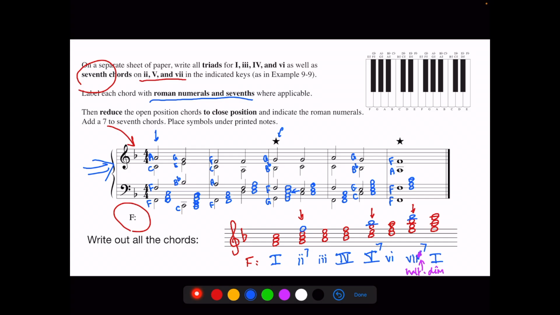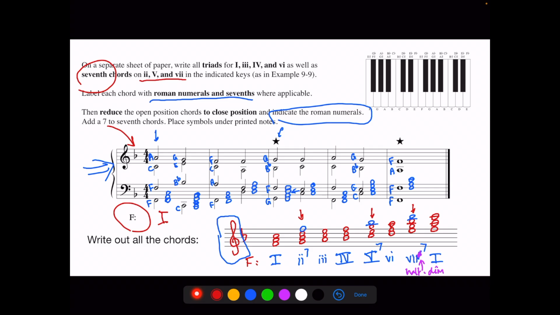And now what we have to do is indicate the Roman numerals. One thing that I wish I did was write this in bass clef, so that I would have a much easier time transferring between what I wrote on the separate sheet of paper and what we actually have to do. But still, I think it's fine. So here we have F, A, and C. That chord is the first chord. That's a 1. So I'm just going to say this is the major 1 chord.